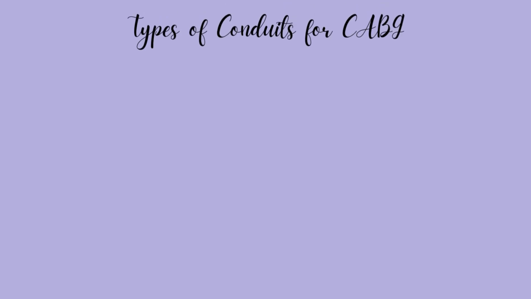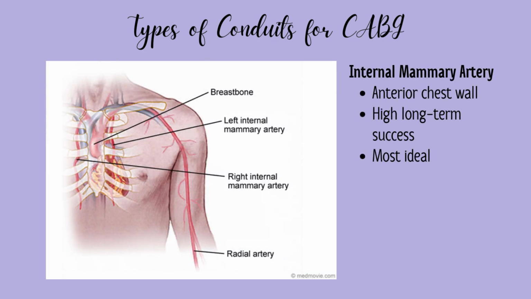In terms of the types of blood vessels, or conduits, that can be utilized for CABG, surgeons have a few options to choose depending on the circumstances. The internal mammary artery runs next to the sternum and supplies blood to the anterior chest wall. It is the most ideal conduit due to the higher long-term success with providing blood flow to the heart.